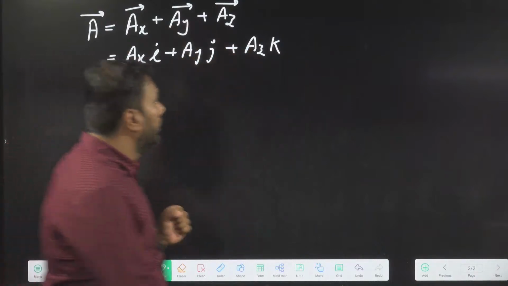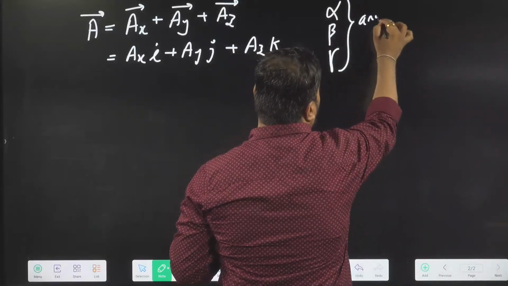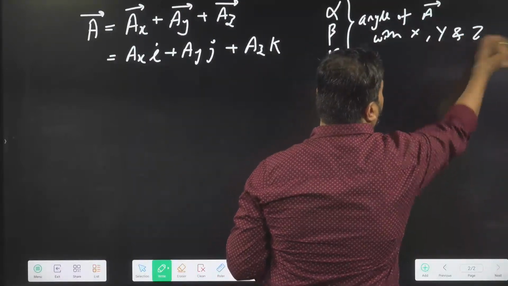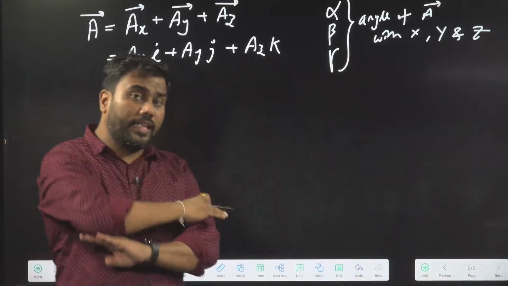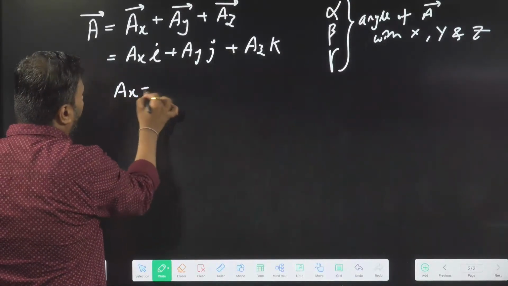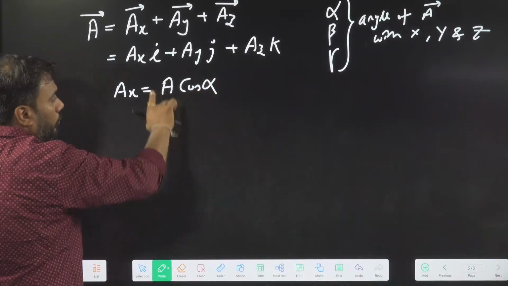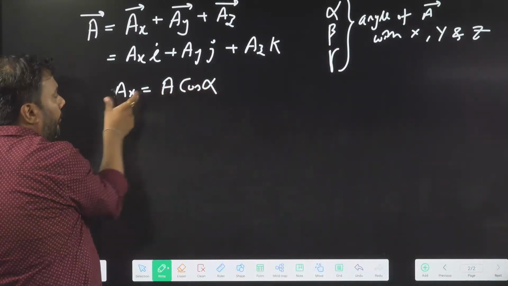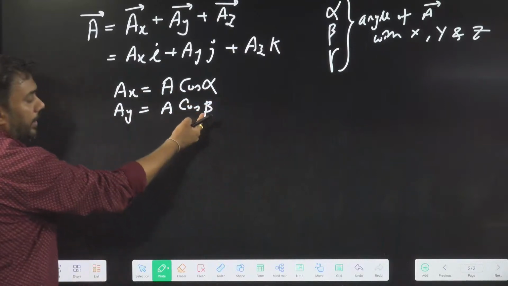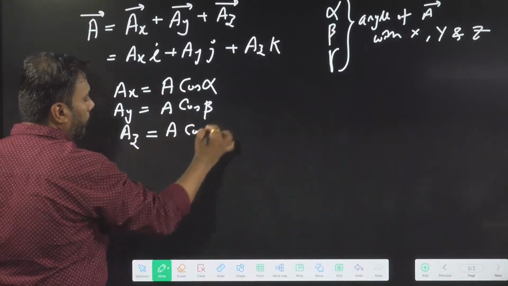How to find these components? If we know alpha, beta, gamma, which are angles of a vector with x, y, and z axis, then I can calculate the ax, ay, az. This x component is given by a into cos alpha, angle with x axis. Length of vector into cos alpha gives x component. Length of vector into cos beta, this is angle with y axis, so we'll get y component. And similarly for z component, length of vector into cos gamma.